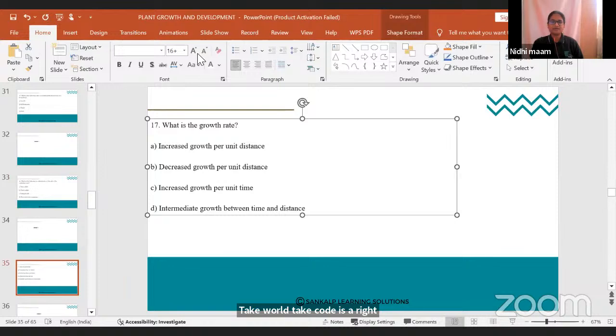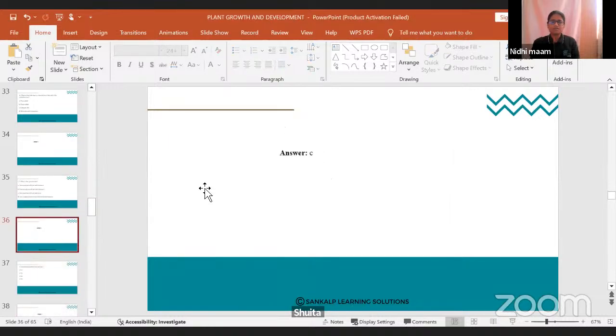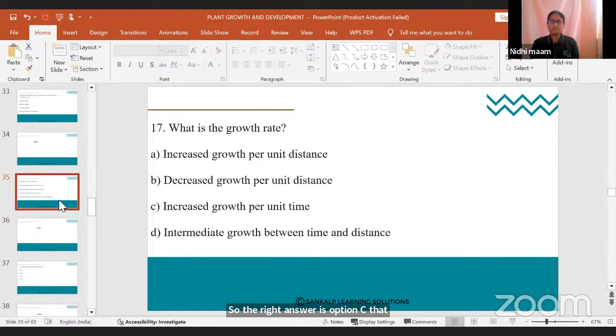Next question, what is growth rate? What is the meaning of growth rate? Increased growth per unit distance. Yes, Aishwarya KM, Sangamesh Nellur are active on YouTube. Decreased growth per unit distance. I'm sorry, increased growth per unit time, intermediate growth between time and distance. The quick response is given by Shweta, Impana, Bhavana, Siddhan Gowda, Navyashri, Sharath, Bhuvan, Varun Raj. Most of you answered option C, increased per unit time. So the right answer is option C, that is increased growth per unit time. Increased growth per unit time is called growth rate.